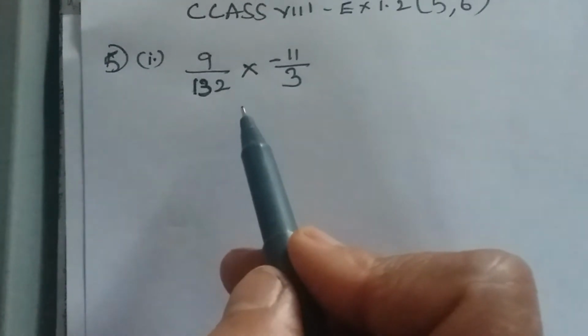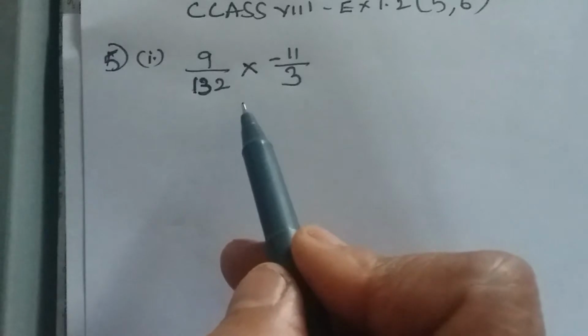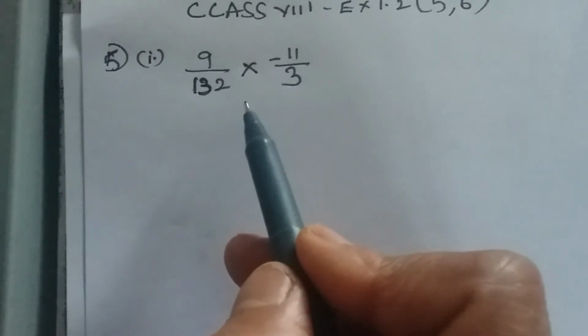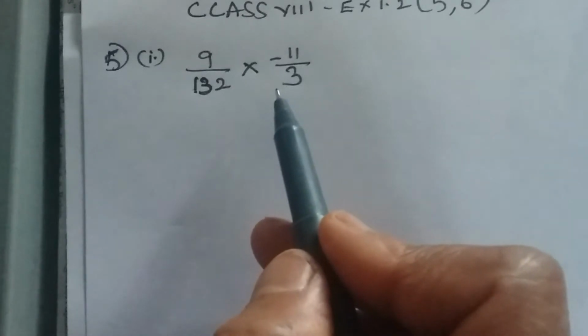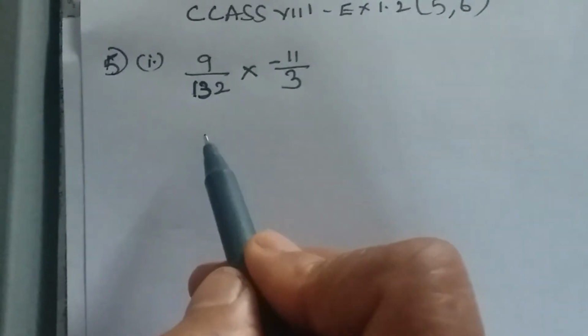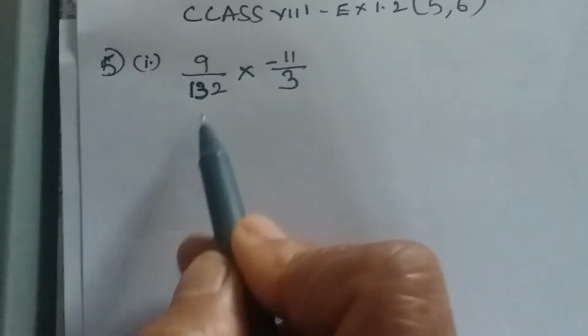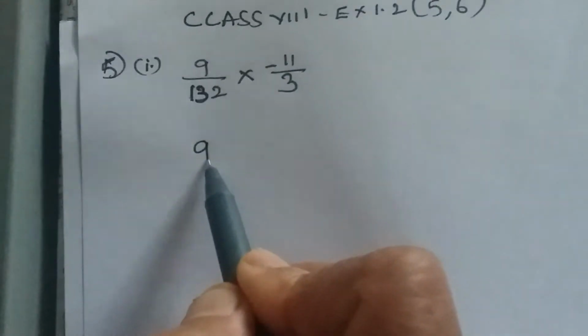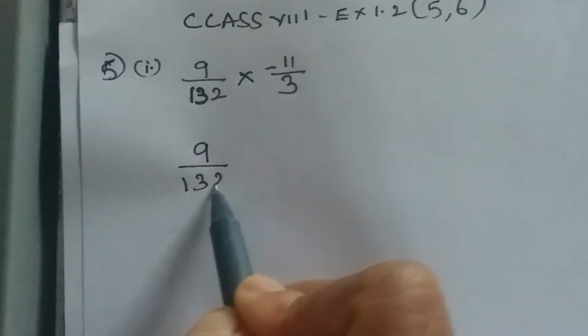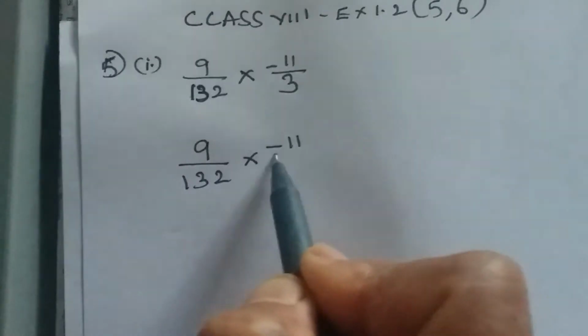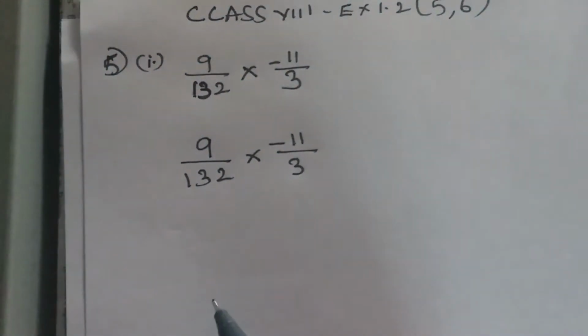The only thing you should know is you must be thorough with the tables. At least from 1 to 10, it should be on the tip of your tongue. Then multiplication and division sums are nothing, we can just solve them like that. Okay, shall we proceed? So write this question once again, because we are going to cancel and write them.